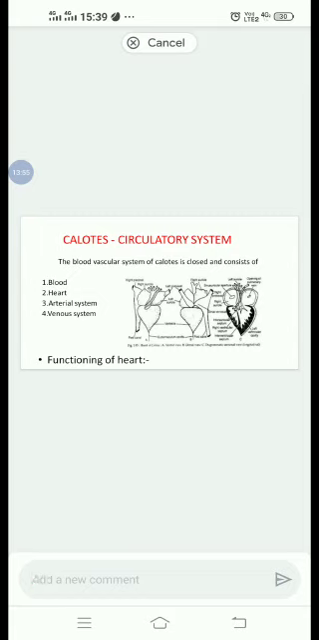First is blood. The blood is reddish in color. It contains plasma, red blood cells and white blood cells. Red blood cells are biconvex and elliptical in shape. White blood cells are amoeboid in shape. Both RBCs and WBCs are nucleated.